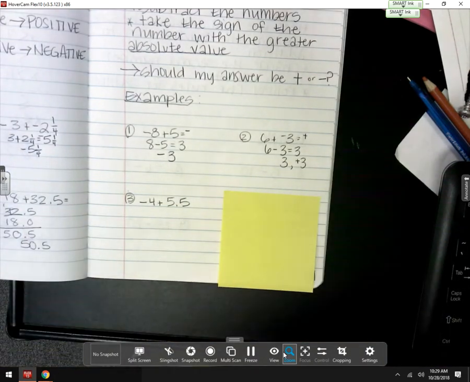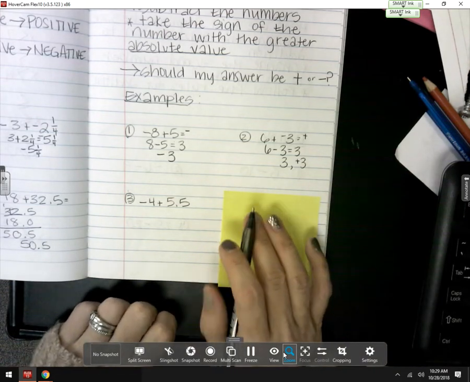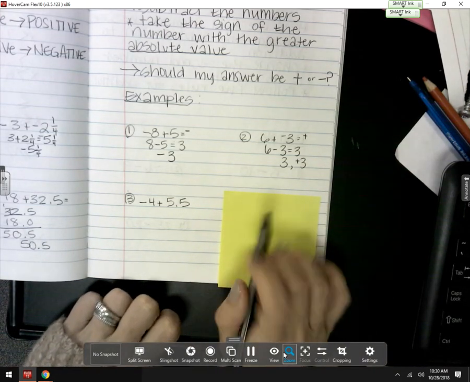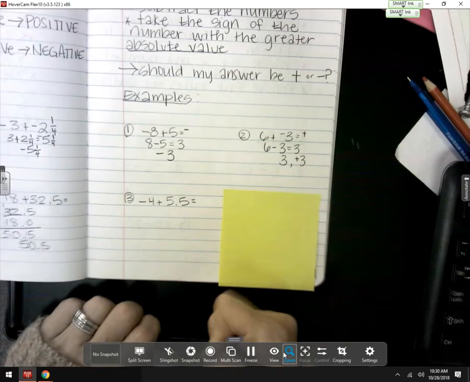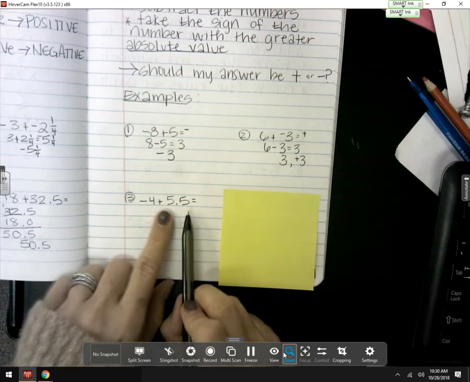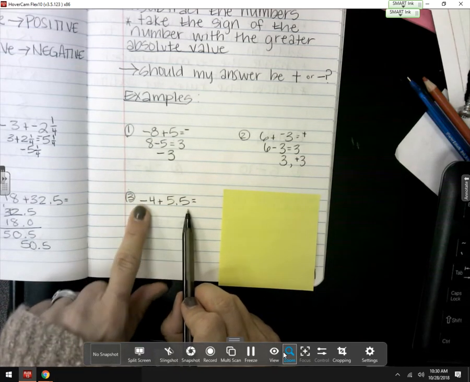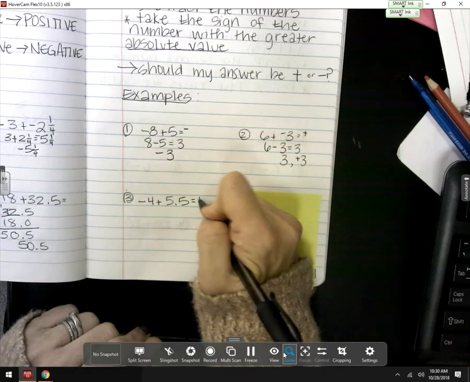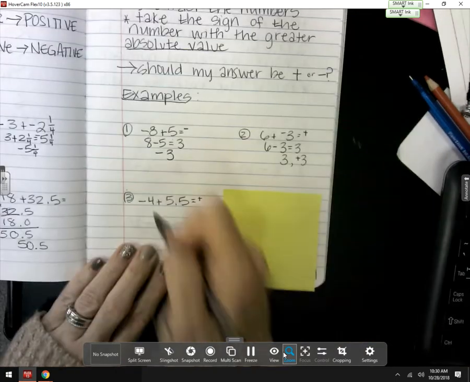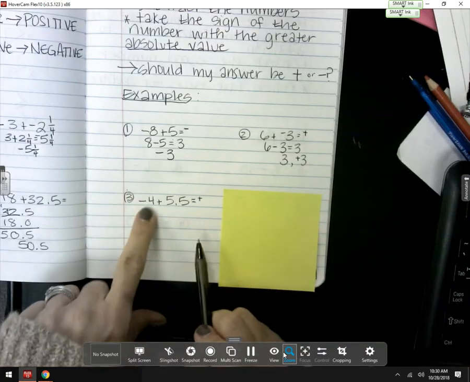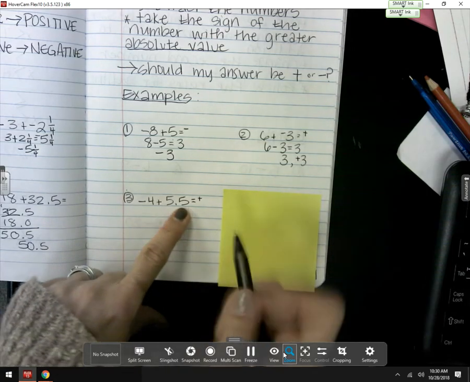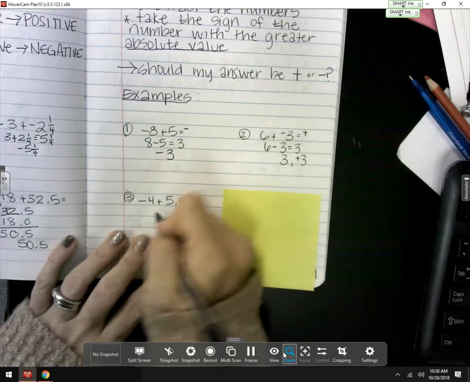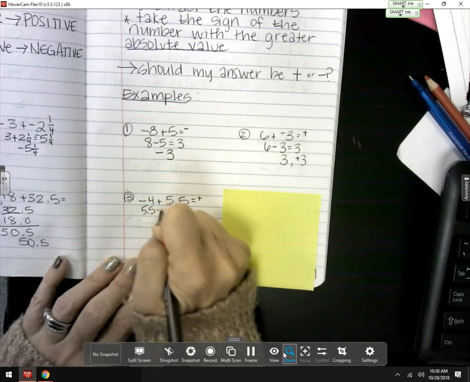All right, next. Oh, we've got decimals. Yikes. Except not yikes, because it's really easy and we're good at calculating with decimals. So I've got -4 plus +5.5. And I know positive 5.5 has a greater absolute value than -4. So my answer is going to be positive. So when I subtract, I have to take 4 away from 5.5. Even though it's written this way, I have to take this guy away from this guy. So 5.5 take away 4.